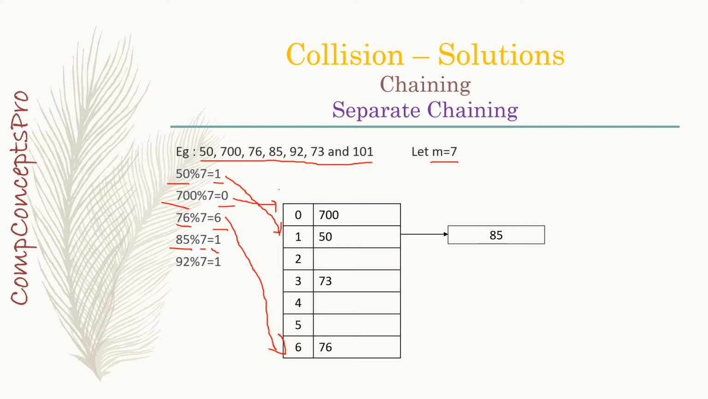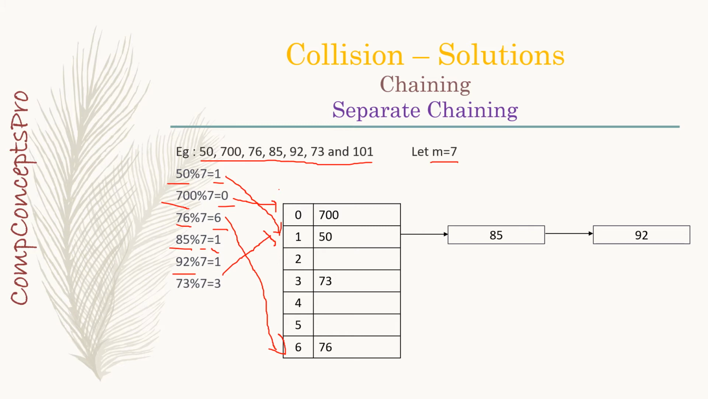Next is 92, which again conflicts with index value 1. So this is actually a collision. The collision is happening at index value 1. So where will this value 92 be stored now? 92 will again be stored in one more node of the linked list attached to this slot of the hash table.